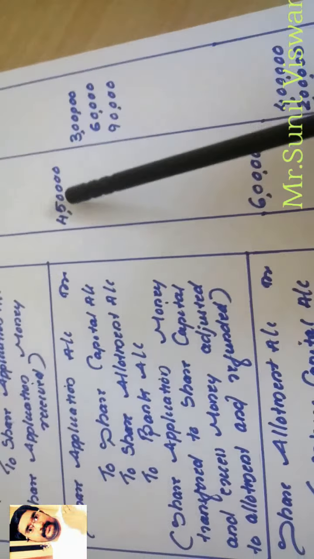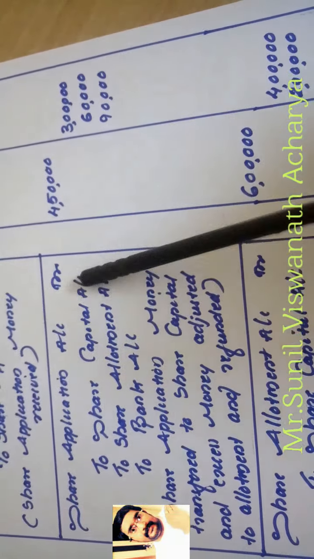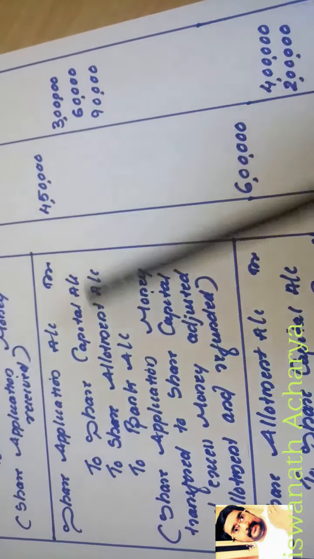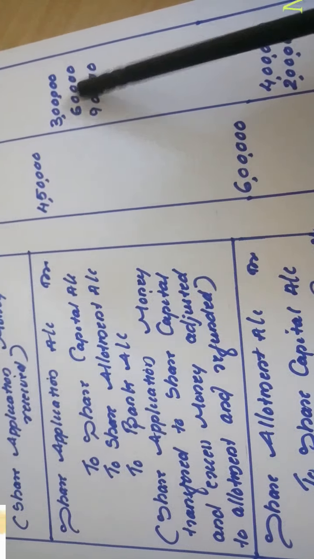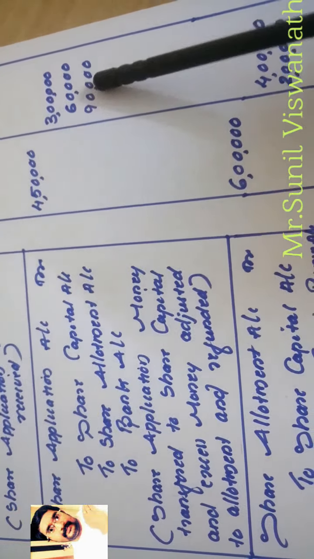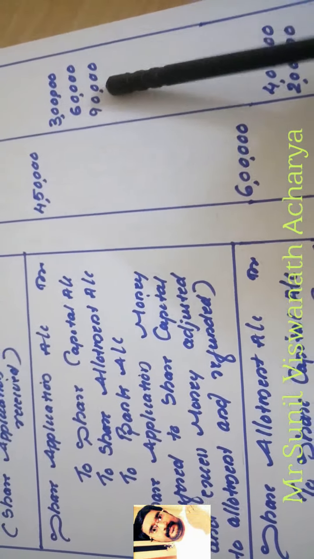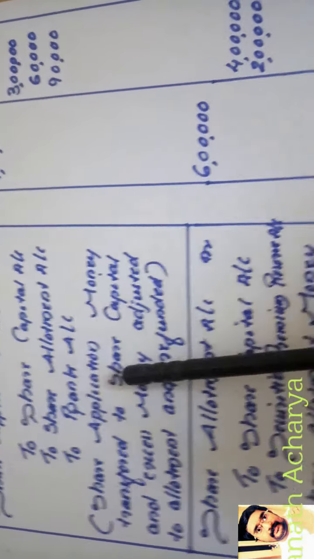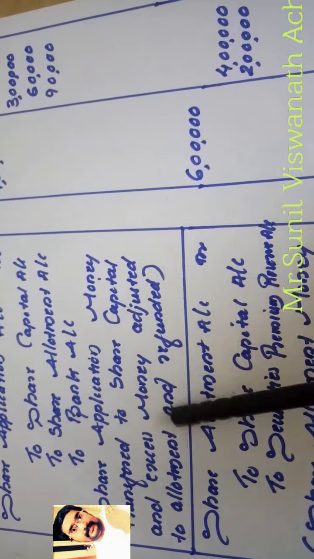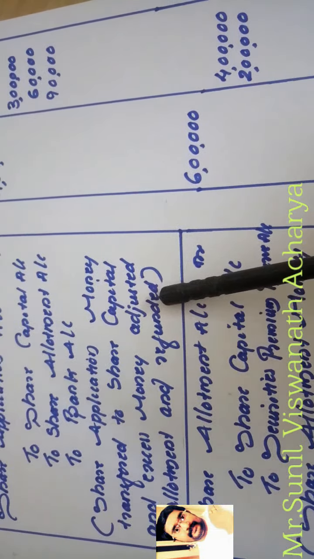So here total application money received 4,50,000. To share capital 1 lakh into 3 is 3 lakhs. Excess money adjusted to allotment 60,000, and refunded money is 30,000 applications at the rate of 3, that is 90,000. Narration: share application money transferred to share capital and excess money adjusted to allotment and refunded.